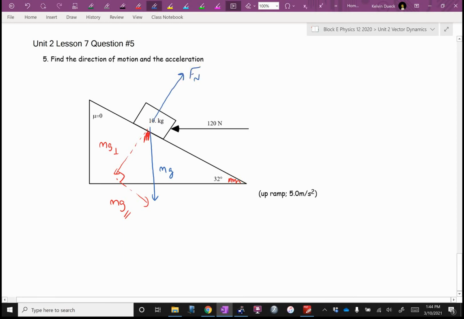Now, this 120, I'm going to have to break it up into components as well. And I'm going to break it up into parallel and perpendicular. So here is going to be F perpendicular. And this is going to be F parallel. Not my best diagram, but that's okay.